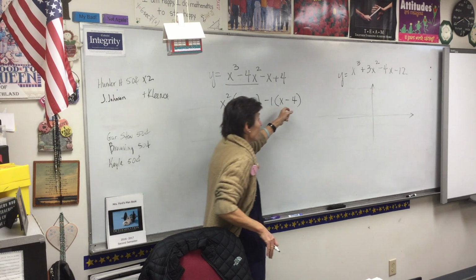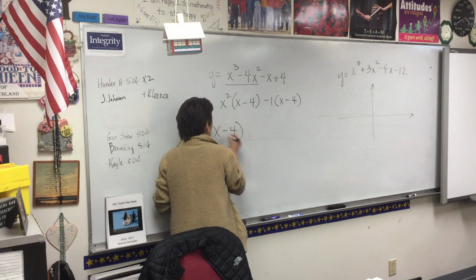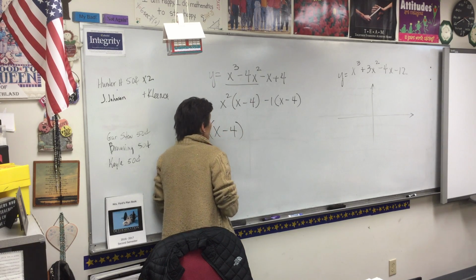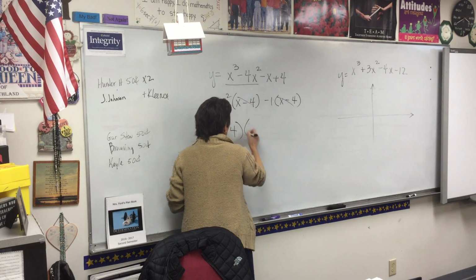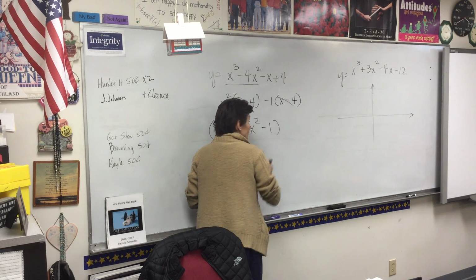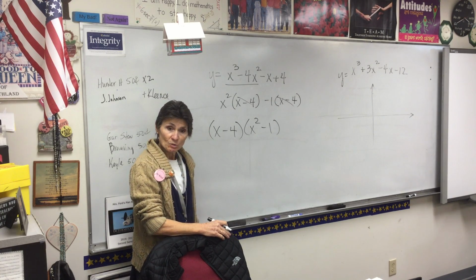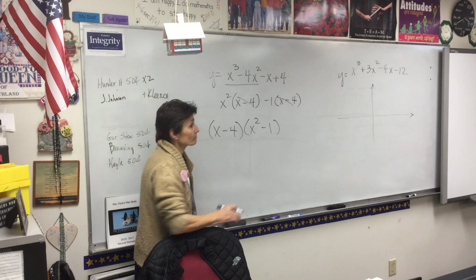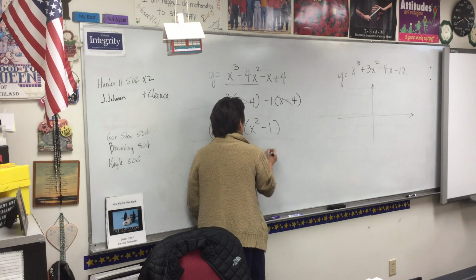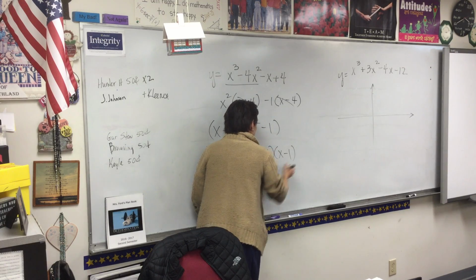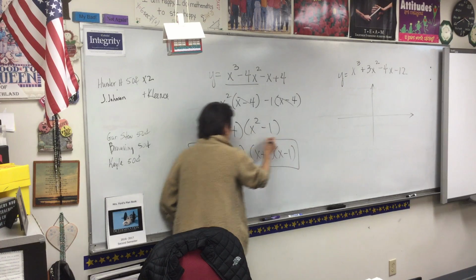As soon as you get a matching parentheses, you write it down, and then you write down everything that's not the matching parentheses. So that would be x squared minus 1. And then what do we know about x squared minus 1? X plus 1, x minus 1. It is the difference of squares, x plus 1, x minus 1. That is exactly right. So now we are ready to graph.